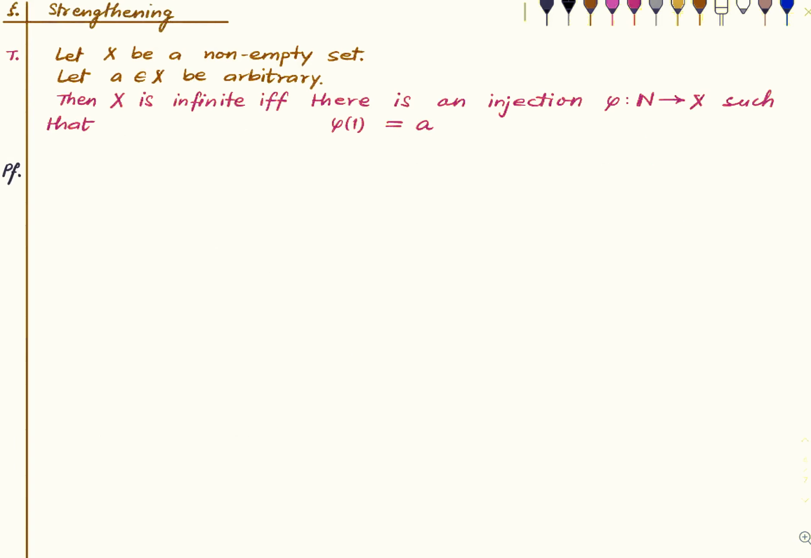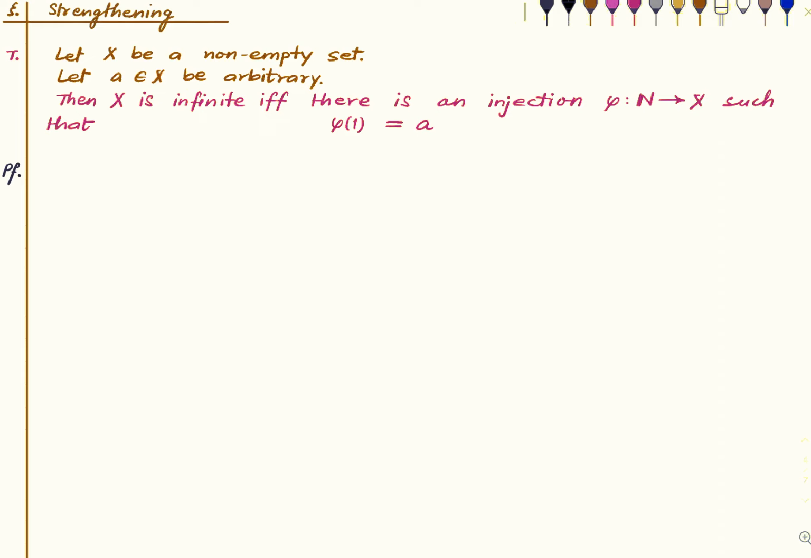We can say a little bit more in the same context. We have a non-empty set. We fix something in the set X. Then the set X is infinite if and only if there is an injection from the naturals to X which maps 1 to A. So here we have just one extra condition that we can demand. And this is a very simple exercise given the previous proposition, but we will do it in full.